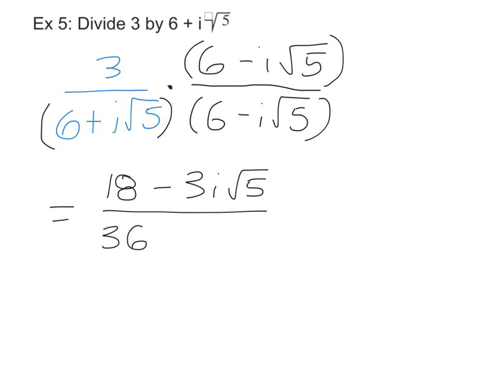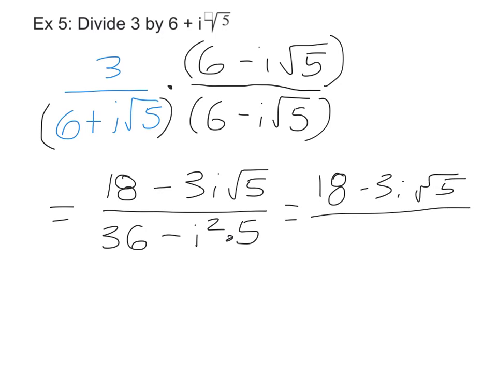Now once again, I don't have to do the O and the I of the FOIL process. Those two will cancel out. So I got a positive and a negative, so I know it's going to be negative. 2 i's is i squared, and then square root of 5 times square root of 5 is just simply 5. Not too bad. So we got 18 minus 3i square root of 5. And down below, I got 36 minus i squared. There it is again. We know that's negative 1 now, times 5. Is everybody with me?